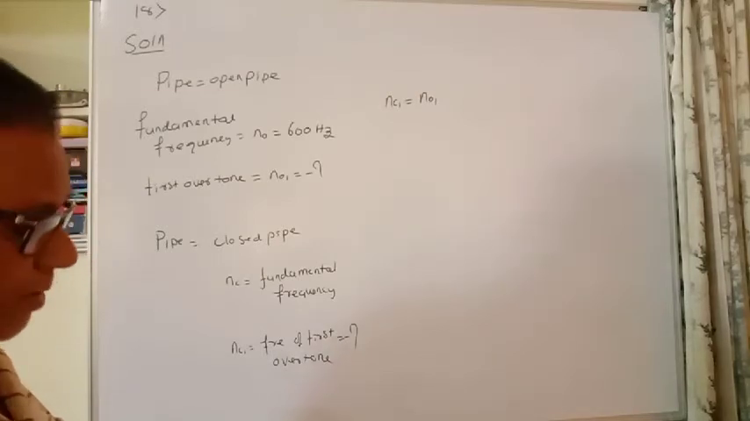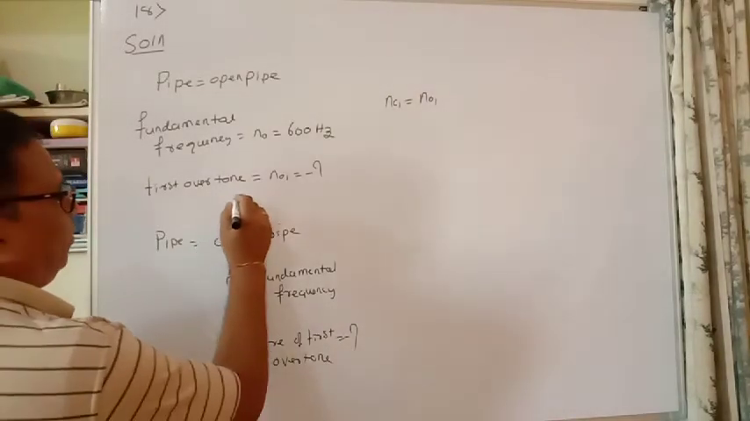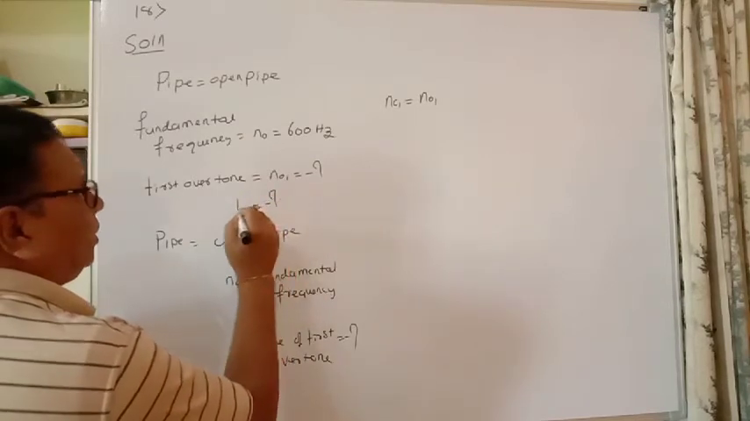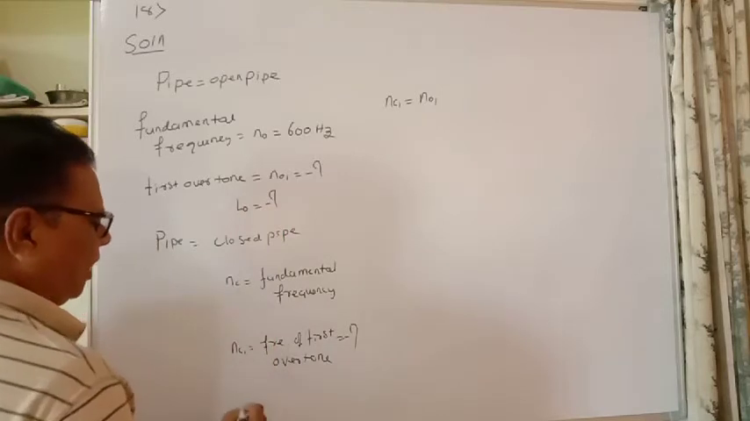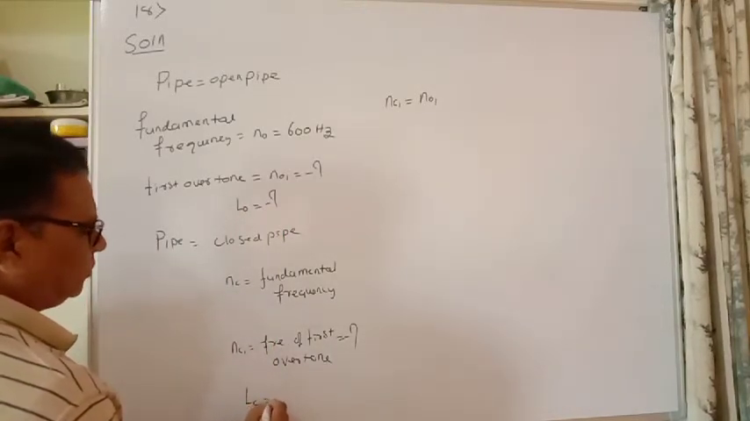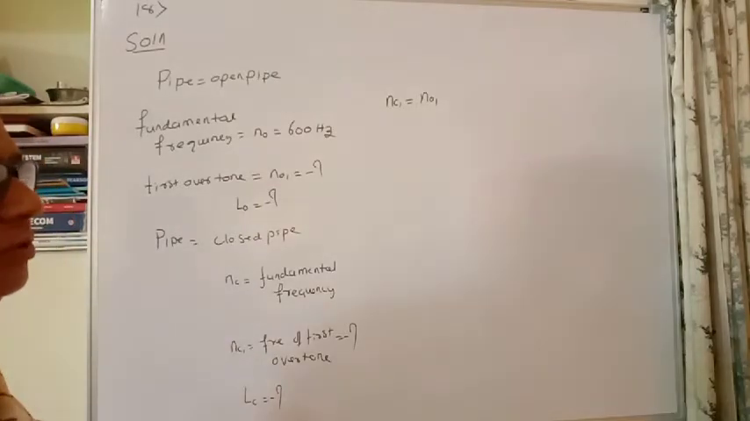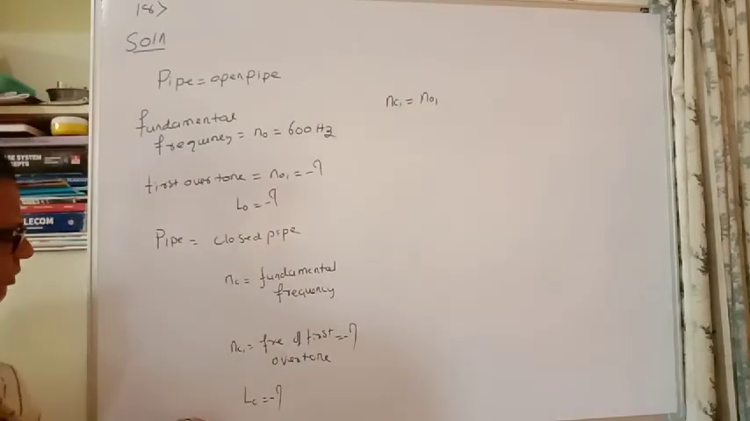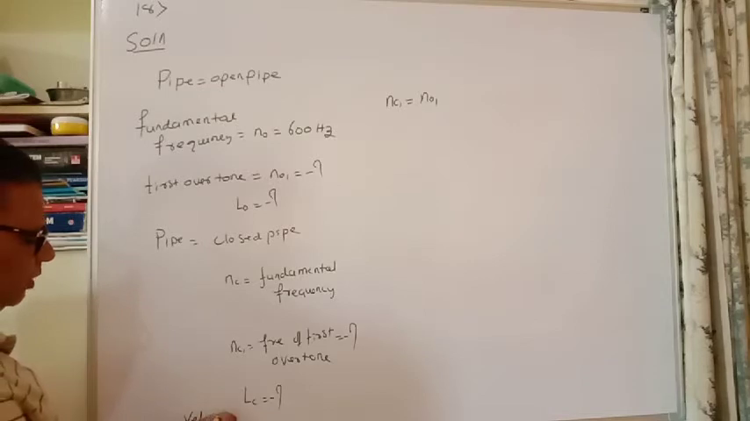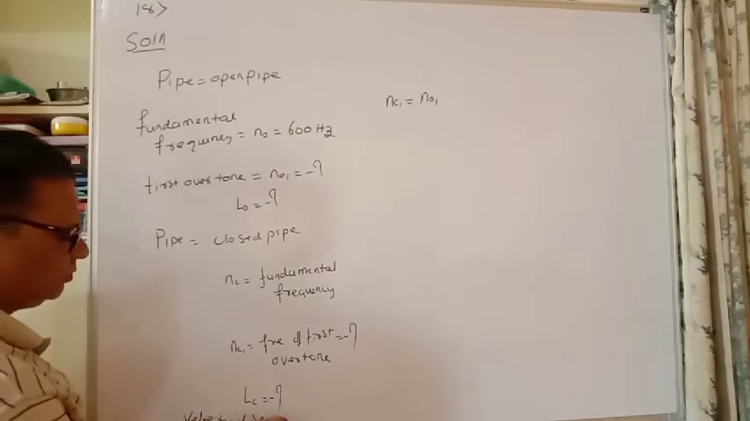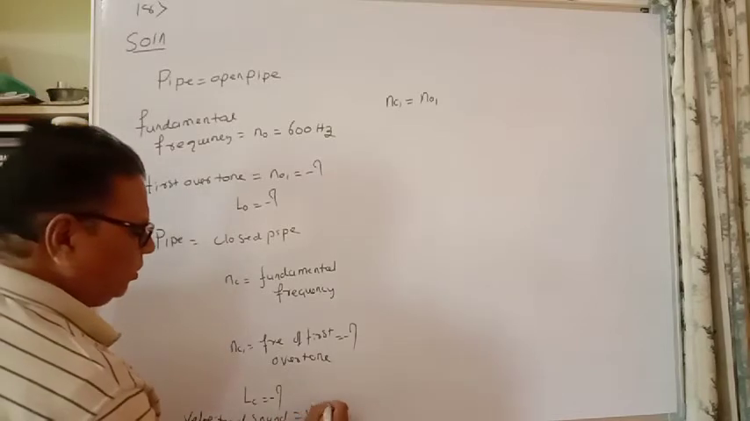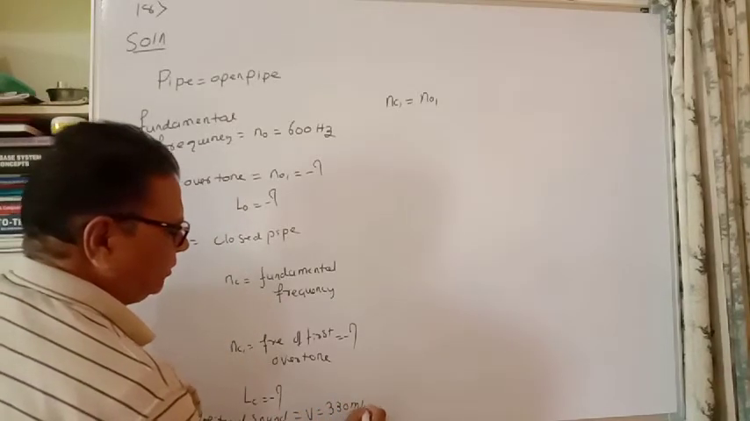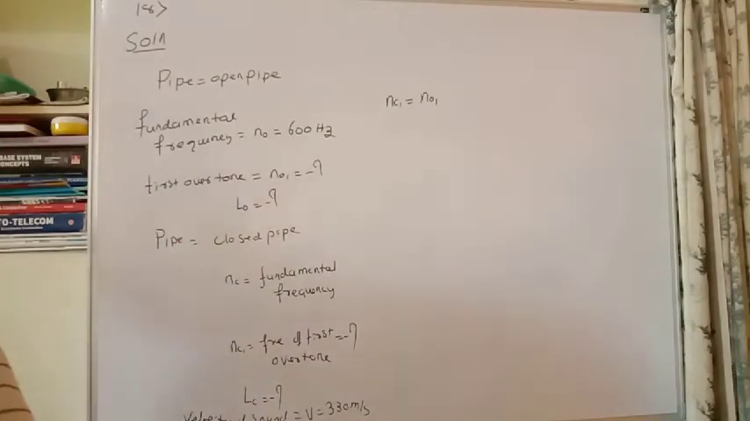How long are the two pipes? What will be the length of the open pipe, say L0? As it is a closed pipe, LC is equal to how much? So we have to determine L0 and LC. Also he has given the velocity of sound, V equal to 330 meter per second.